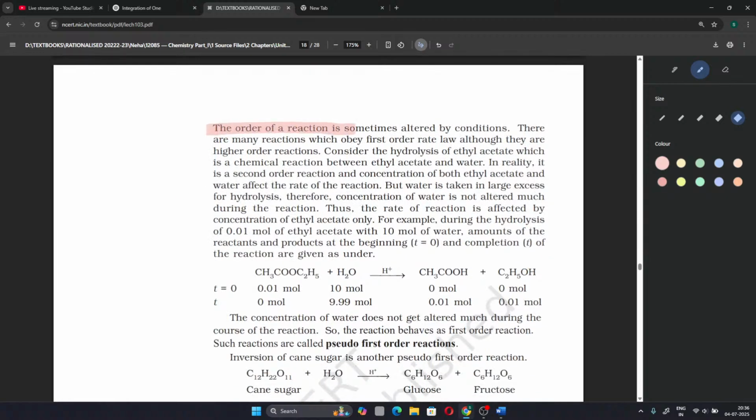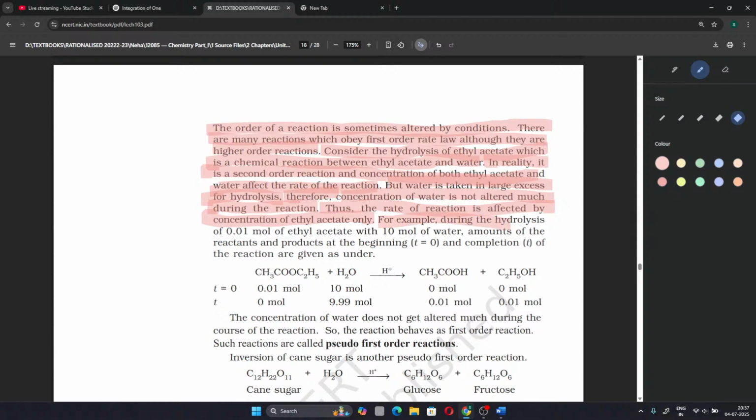The order of a reaction is sometimes altered by conditions. There are many reactions which obey a first order rate law, although they are higher order reactions. Consider the hydrolysis of ethyl acetate, which is a chemical reaction between ethyl acetate and water. In reality, it is a second order reaction, and the concentrations of both ethyl acetate and water affect the rate of the reaction. But water is taken in large excess for hydrolysis. Therefore, the concentration of water is not altered much during the reaction. Thus, the rate of the reaction is affected by the concentration of ethyl acetate only.